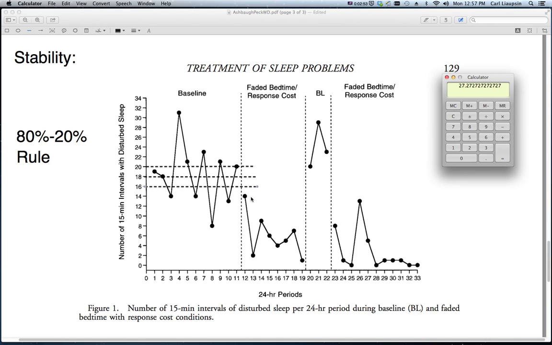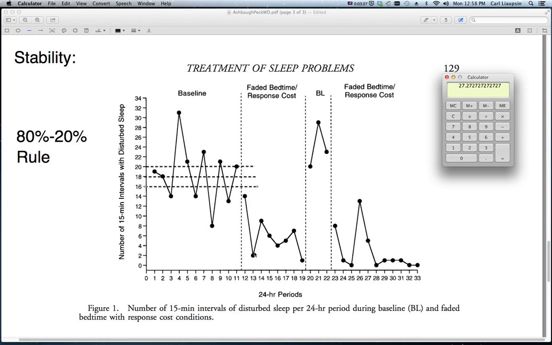One other thing to consider, though, is that data in a single subject study is often moving in a direction. For instance, in the second phase, the first implementation phase of the intervention, this data clearly has a trend, and often I think it's more fair to look at the stability of the data within the trend of the data. So the first thing you would do to calculate stability in the trend is find the split middle.